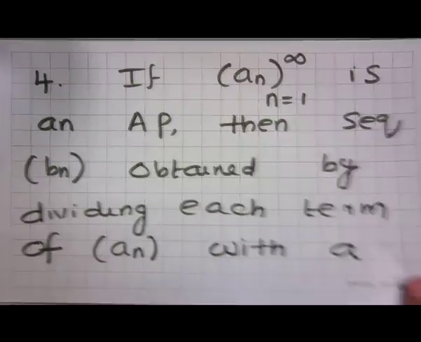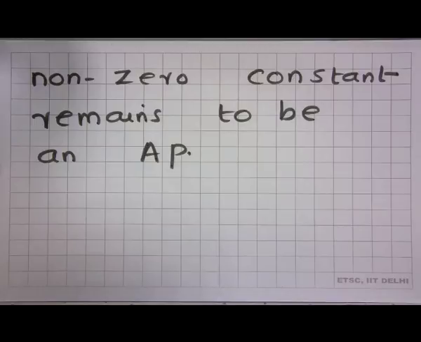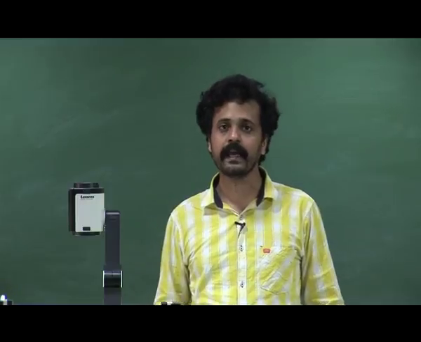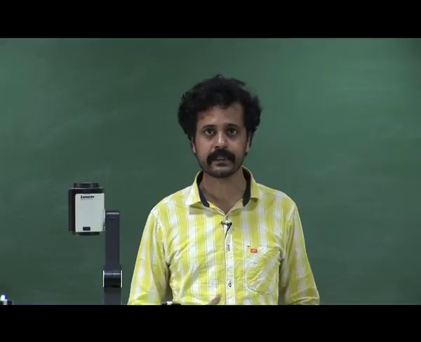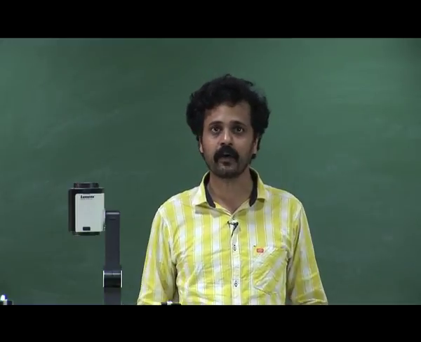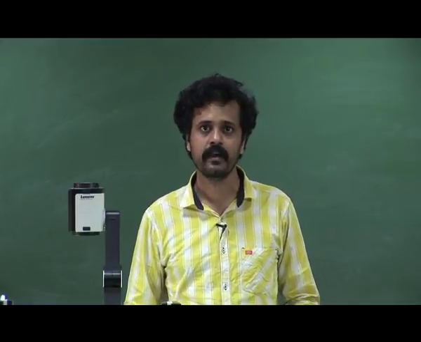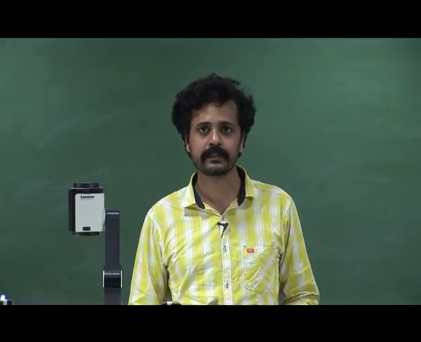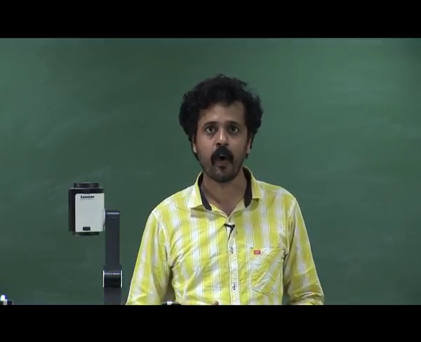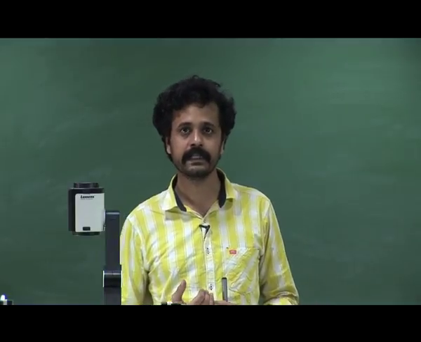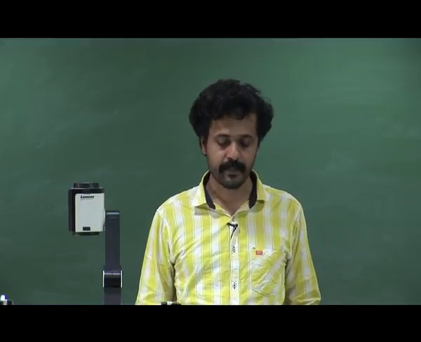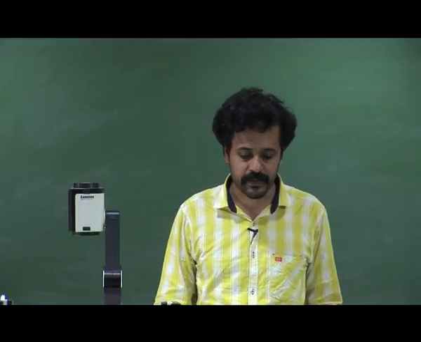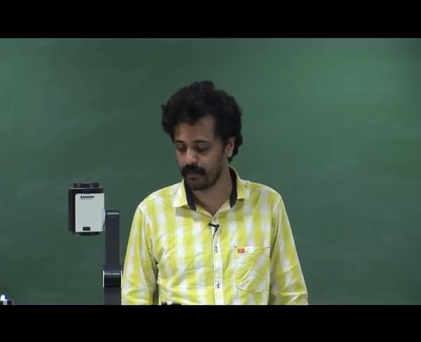To sum up, we can construct an AP from a given AP by adding a constant to each term, by subtracting a constant from each term, by multiplying a constant with each term, or by dividing each term by a constant. In the case of division, make sure that the number with which you are dividing is non-zero.